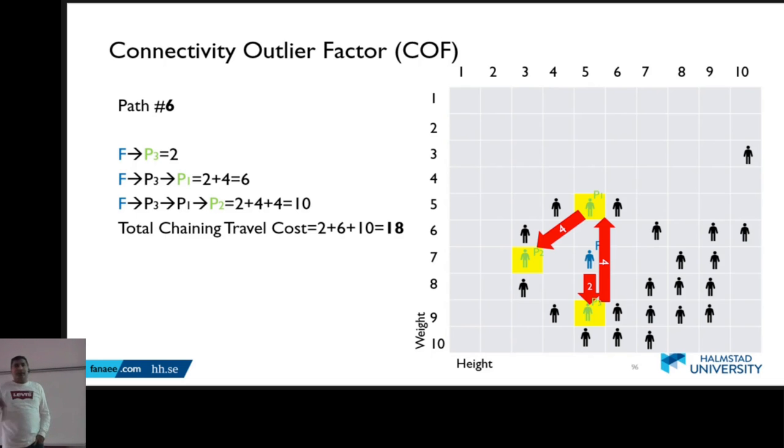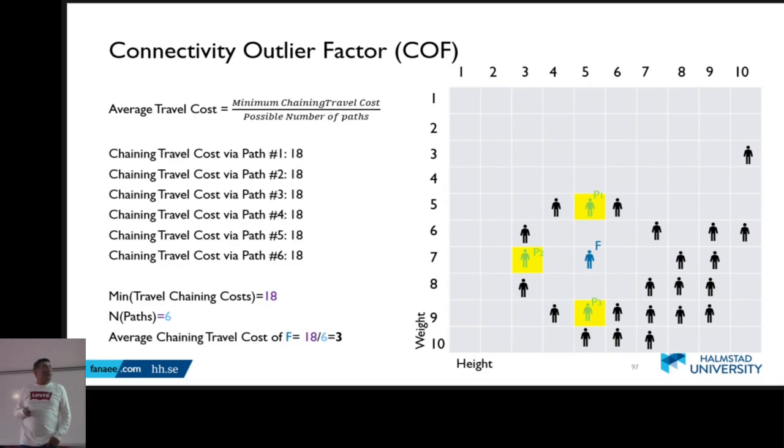In some other cases you might find other values, but anyway, what we want is the minimum distance. So among these paths, we get the minimum distance. So if you had here 24, 25, 18, 18 becomes the minimum distance. So now what we need to do is to divide 18 by 6. Minimum distance divided by the 6 possible ways becomes 3, right? So there were 6 possible ways to go from F to P3, and the minimum chaining travel distance obtained was 18. So it becomes 3.